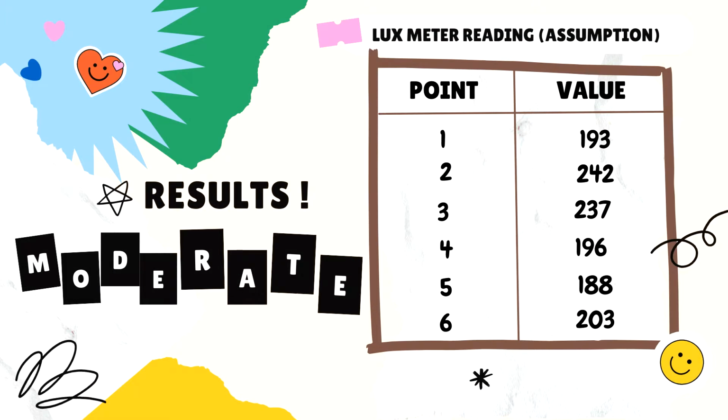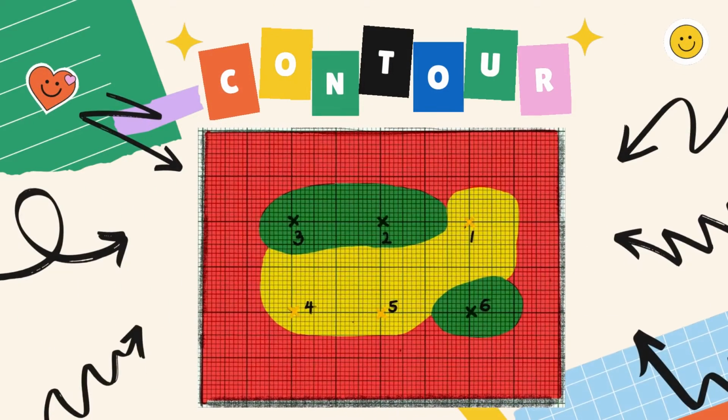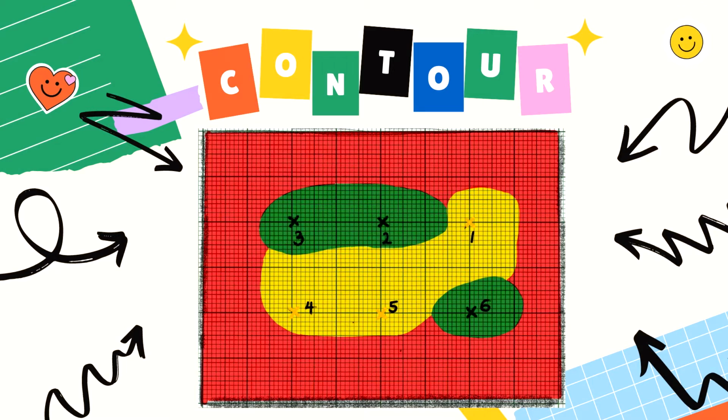After we have got the lux meter reading from the 6 points, I can then count the average value and conclude that the result of this experiment, or the lighting in this area, is only at moderate level. So to visualize it better, I have drawn a contour here, and as you can see, the green area means a good lighting, while the yellow area means a moderate lighting, and the red means a bad lighting.